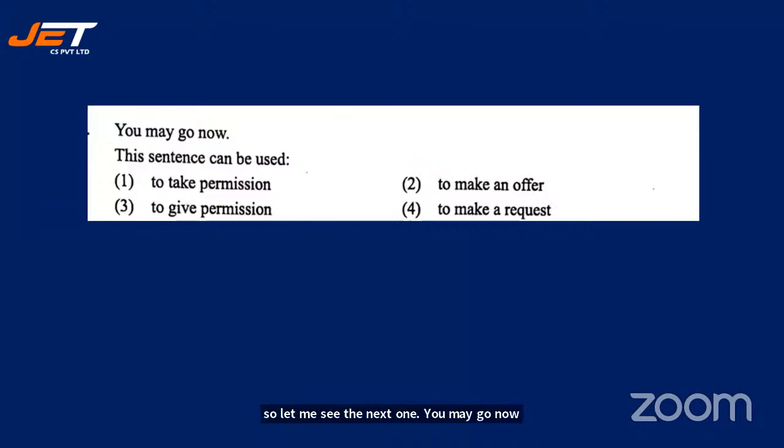You may go now. So this is very simple. I'm sure you all must be enjoying this. This sentence, can it be used to take permission, to give permission, to make an offer, or to make a request? Very simple, doesn't require any explanation at all. So what sort of sentence is this? Yes, Jessica, you're right. Sarvesh, you're right. How about others? Gayatri, you're right. Akshaya, you're right. Yes, it is to give permission. All right, see the next one.